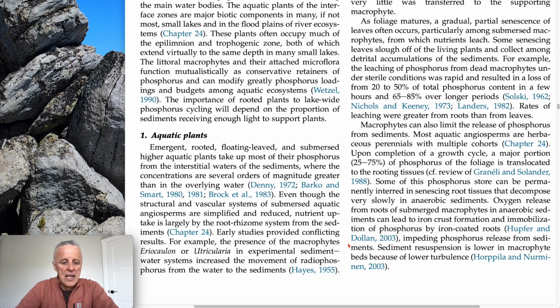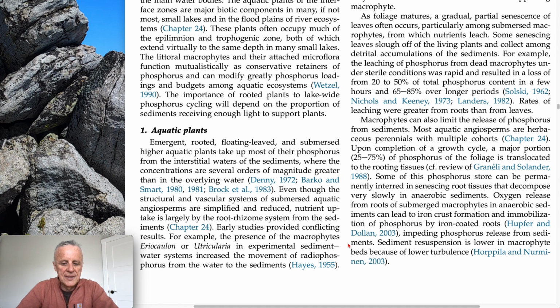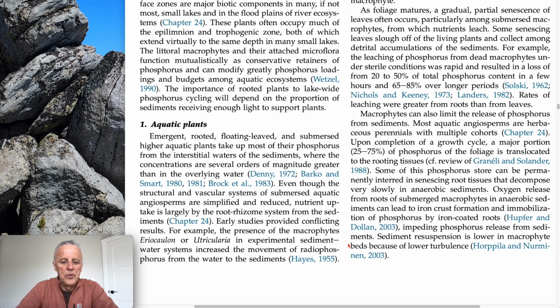Aquatic plants. Emergent, rooted, floating-leaved, and submerged higher aquatic plants take up most of their phosphorus from the interstitial waters of the sediments, where the concentrations are several orders of magnitude greater than in the overlying water. Even though the structural and vascular systems of submerged aquatic angiosperms are simplified and reduced, nutrient uptake is largely by the root-rhizome system from the sediments.